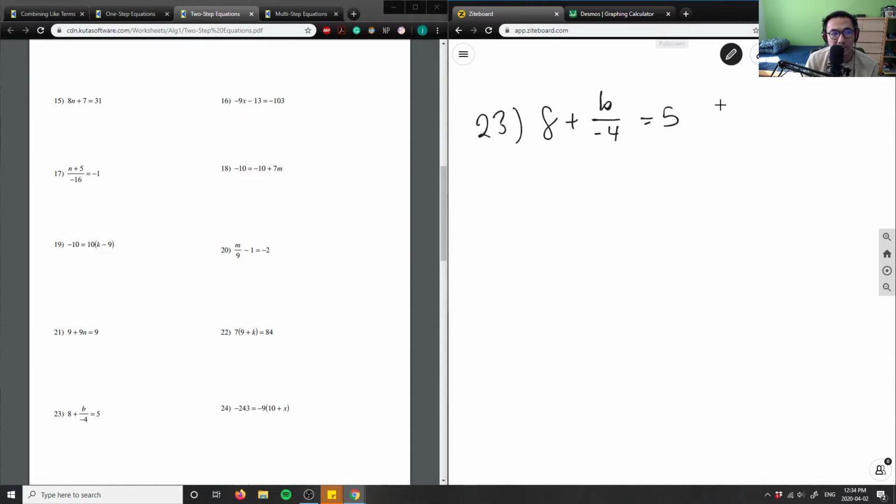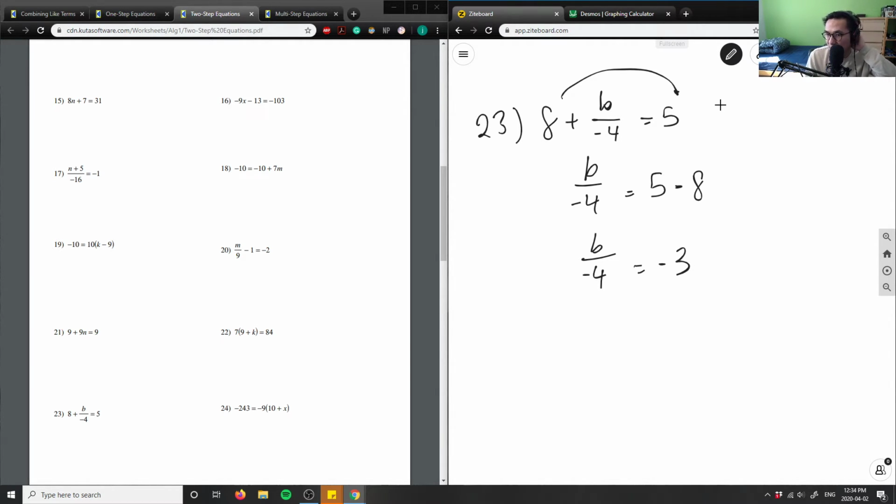Again, reverse order of PEMDAS states that I have to isolate for addition and subtraction first. So this positive 8 will go to this side and become negative 8. So on this left side is b divided by negative 4, and this will be minus 8 now. So b over negative 4 equals 5 minus 8, which is negative 3.